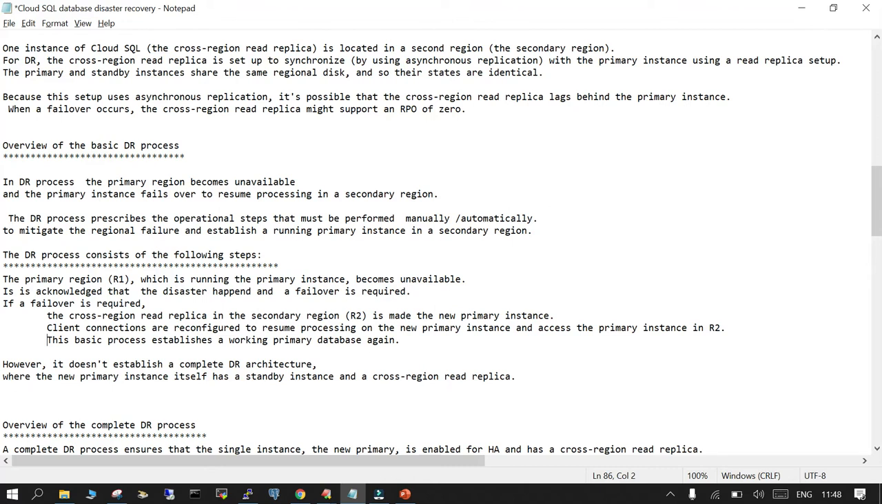So basically, it is the primary region which is running the primary instance. Let us say it is R1, and because of some regional disaster, it is acknowledged that there is no way that you can recover. So in that case, you have to fail over. If a failover is required, the cross-region read replica in the secondary region is made the new primary instance. And the client connections are reconfigured to resume processing on the new primary instance, and they access the primary instance in the other region.